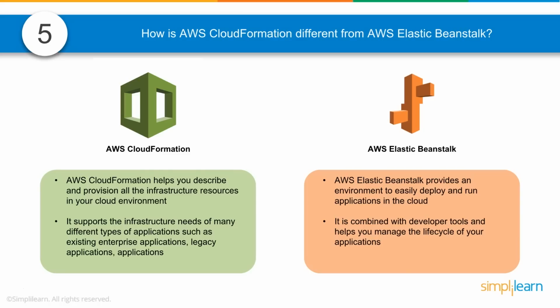On the other hand, Elastic Beanstalk is a combination of developer tools that help manage the life cycle of a single application. So CloudFormation, in short, is managing the infrastructure as a whole, and Elastic Beanstalk, in short, is managing and running an application in the cloud.